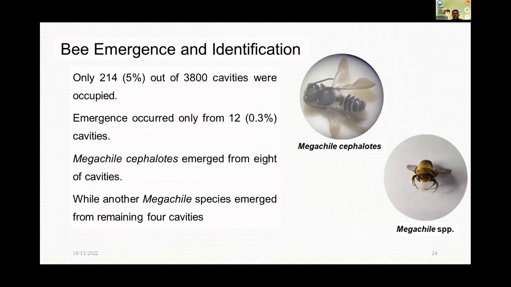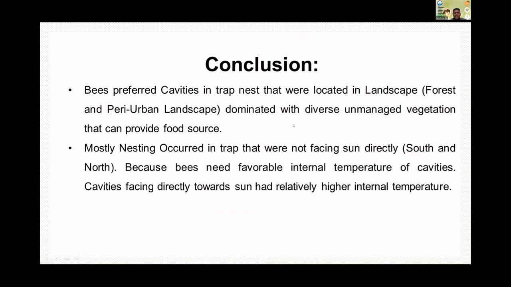So these were the two bee species that we recovered from these traps, Megachile cephalotes and another Megachile species. Only 214, 5% out of 3,800 cavities, were occupied. Emergence occurred only from 12 of these cavities. Megachile cephalotes emerged from only 8 of the cavities, while the other Megachile species emerged from the remaining 4 cavities.